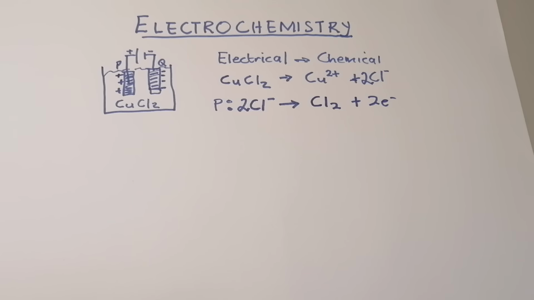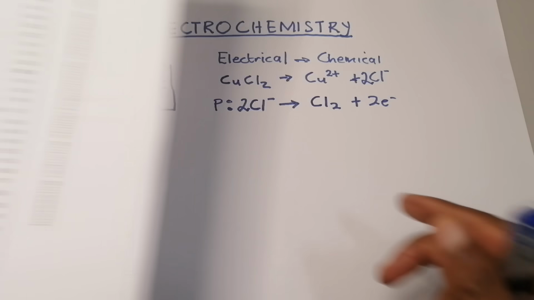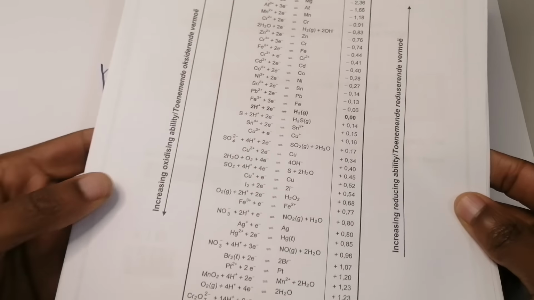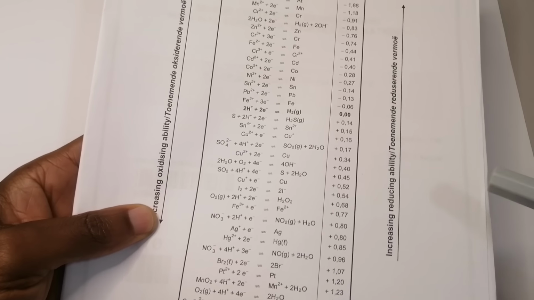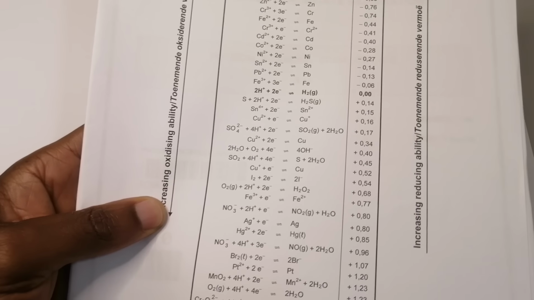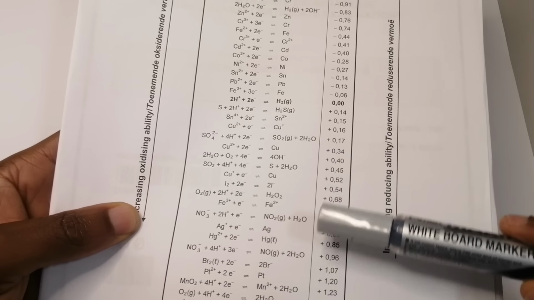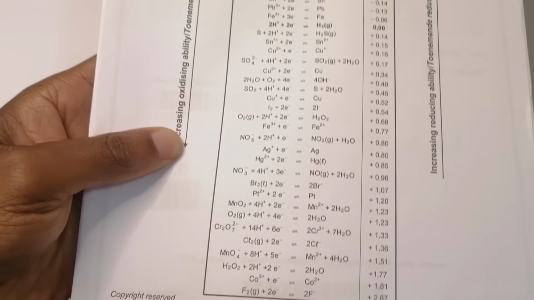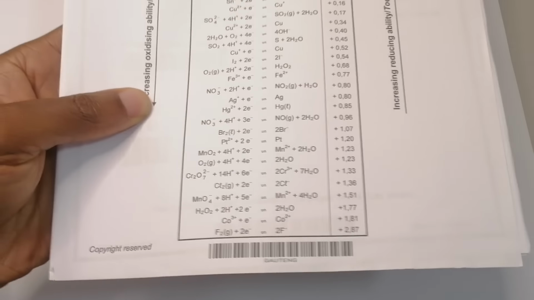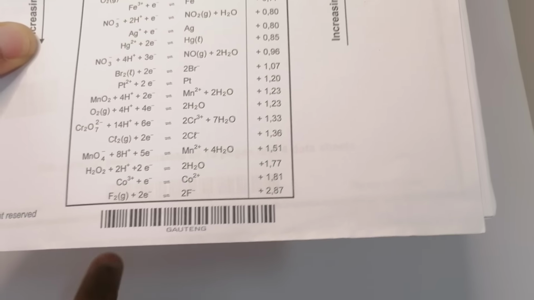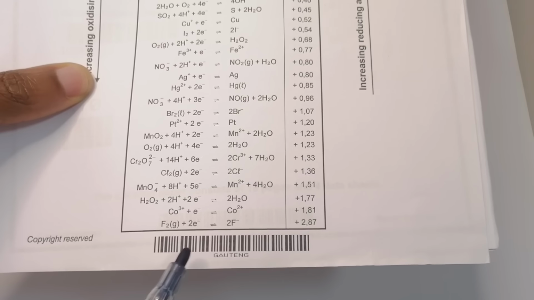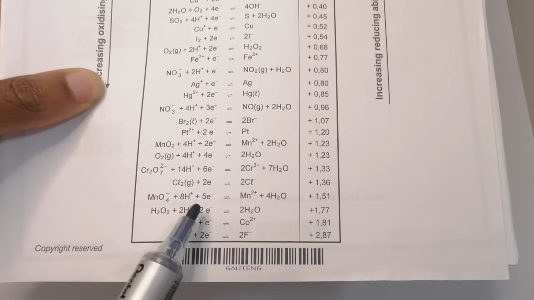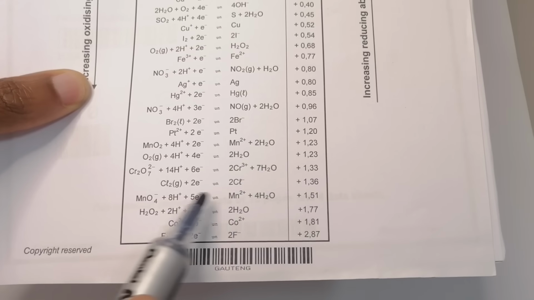Now let me show you quickly how you are going to actually find that reaction. If you go to your standard potential table, which you are given, let's look for the Cl minus half reaction, or the chlorine half reaction. There it is. This is the fourth one from the bottom, or the fifth one: 1, 2, 3, 4, 5. There it is over there.